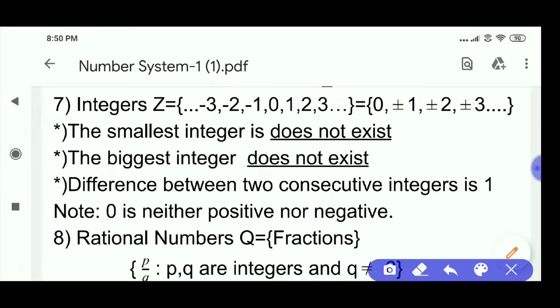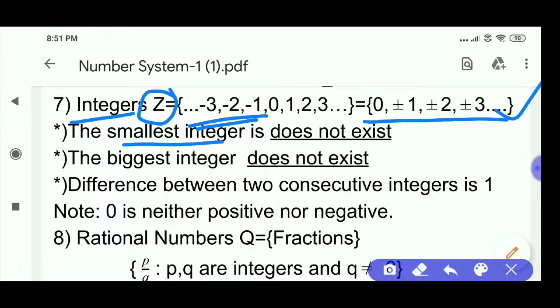If you add negative numbers to W, that is the whole number system, then it is called integers and it is denoted with Z. What are the integers? -3, -2, -1, 0, 1, 2, 3, and so on. We can denote them as 0, comma, plus or minus 1, comma, plus or minus 2, comma, plus or minus 3, and so on.